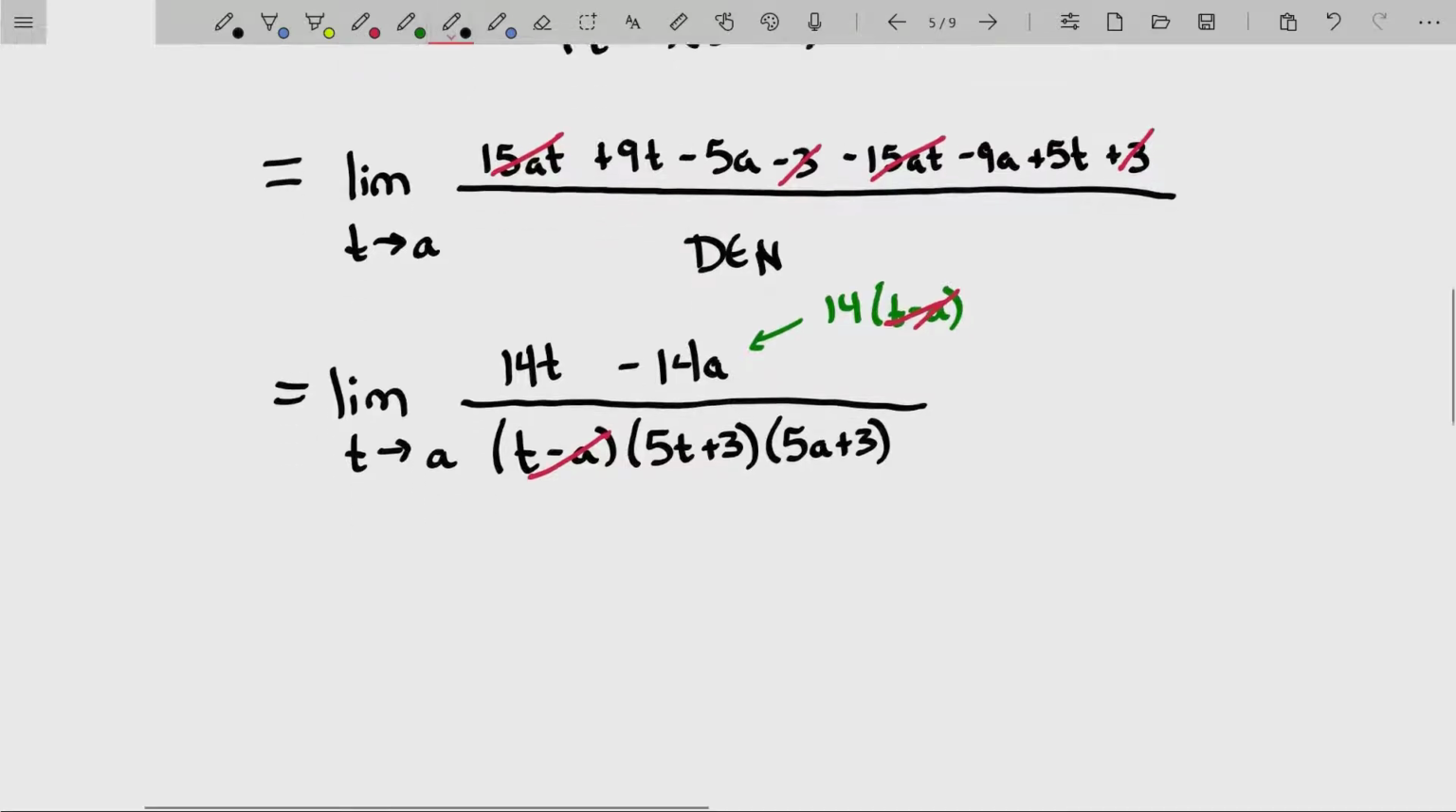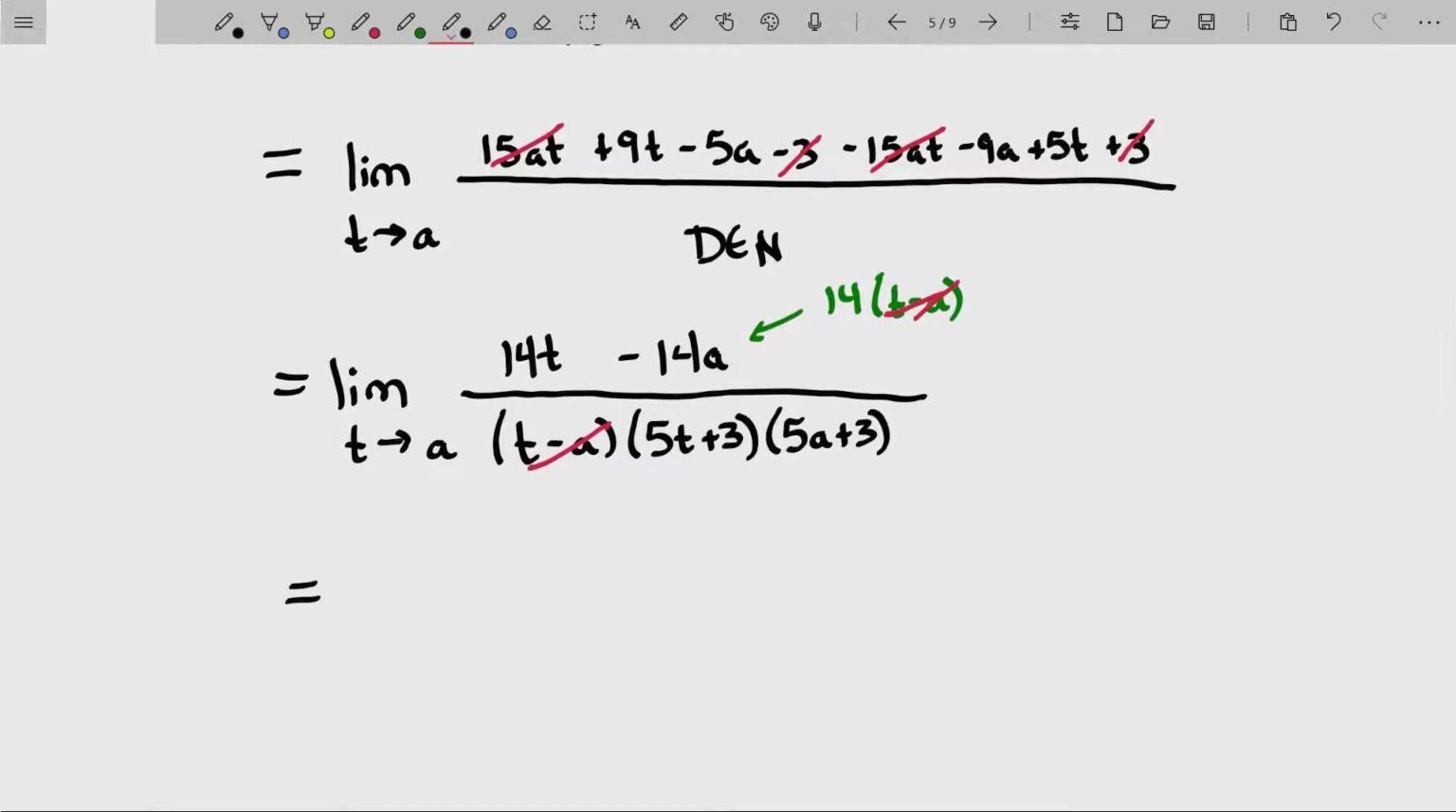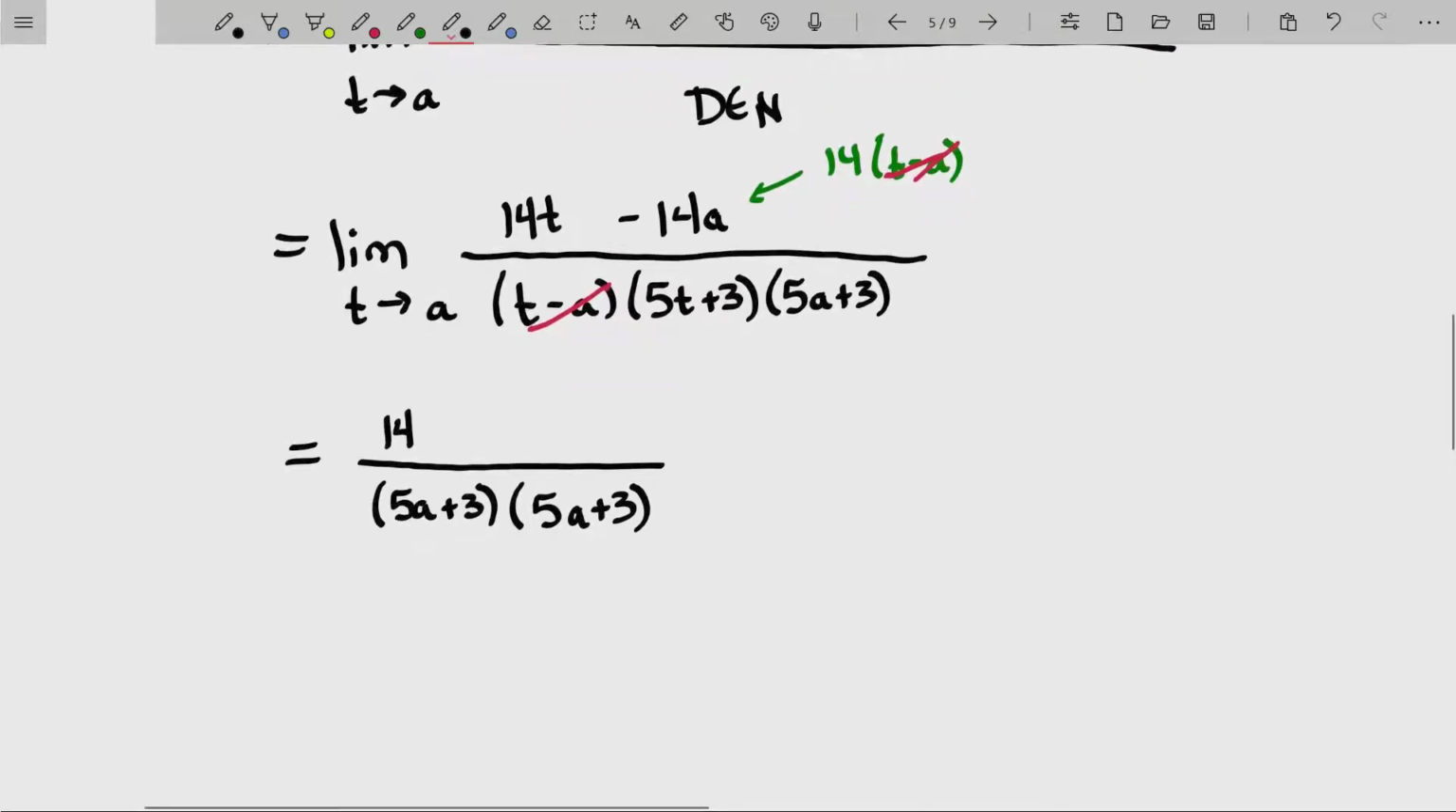And when you do that, remember, once you do direct substitution, that limit no longer is there. I'm letting t become a. So I have 5a plus 3 times a 5a plus 3. Oh, by the way, you should not leave it that way. Those pictures are the same picture, so that's a 5a plus 3 squared. 14 over a 5a plus 3 being squared.